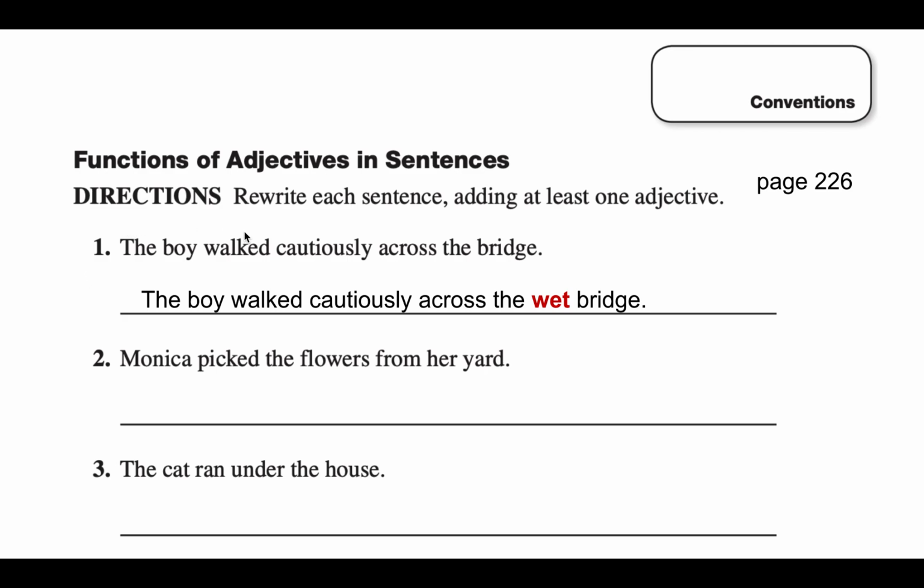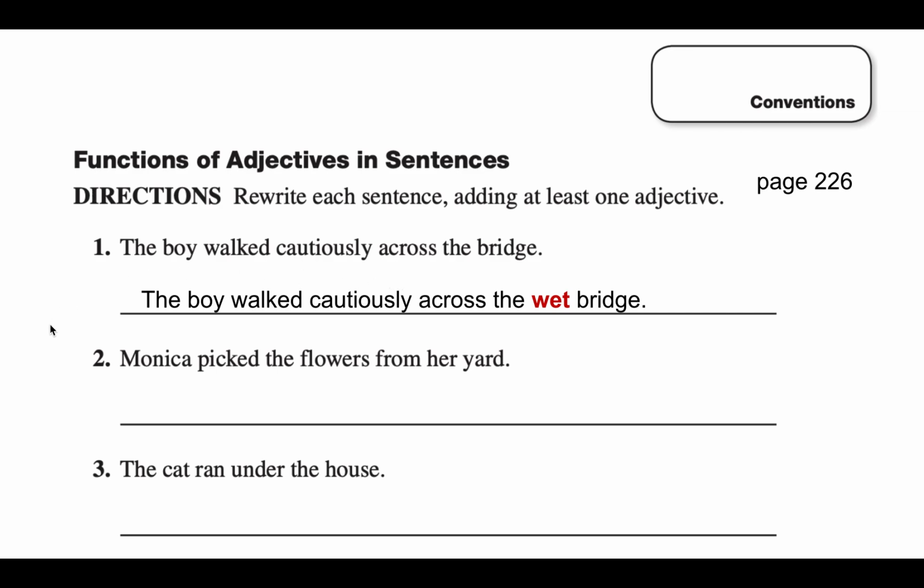Number 1 says, the boy walked cautiously across the bridge. Now I decided to use the noun bridge to modify or change. So my sentence says, the boy walked cautiously across the wet bridge. So I add this adjective in there to describe that the bridge has water on it, which is the reason why he's walking cautiously or slowly.